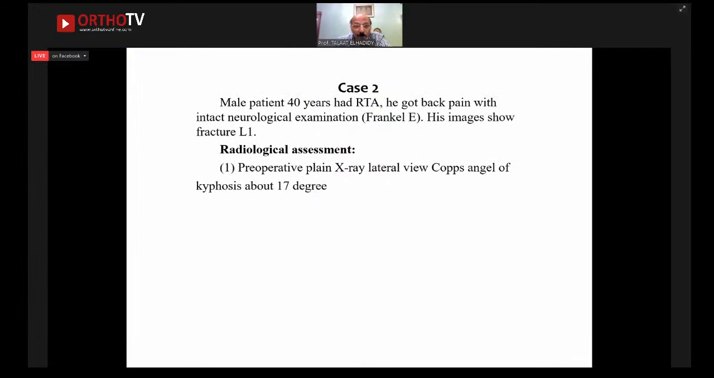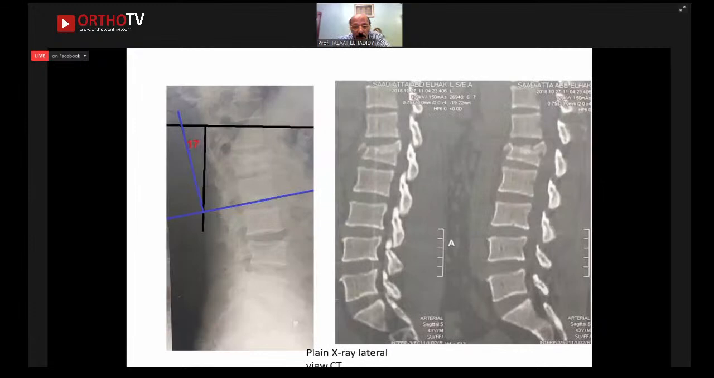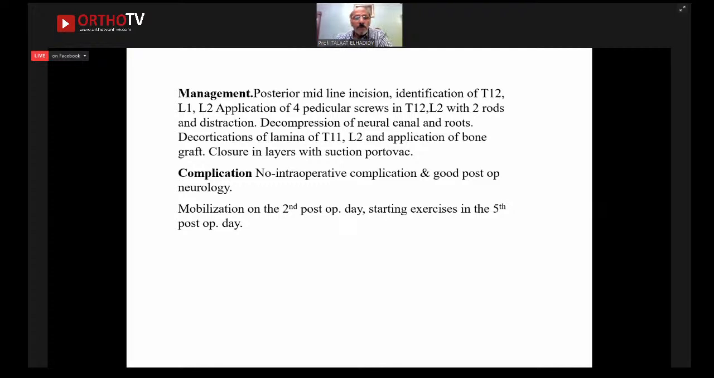Case two, a male patient, 40 years of age, involved in a road traffic accident. Radiological assessment, the X-ray and Cobb angle, 17. Though the CT may look like greater than 17 degrees, height loss is more than 50%. This patient was treated with pedicle screws through the back. Patient good post-op. Mobilization second day.